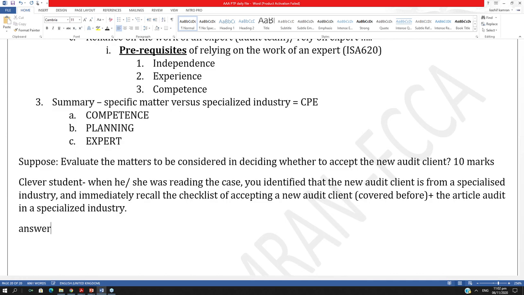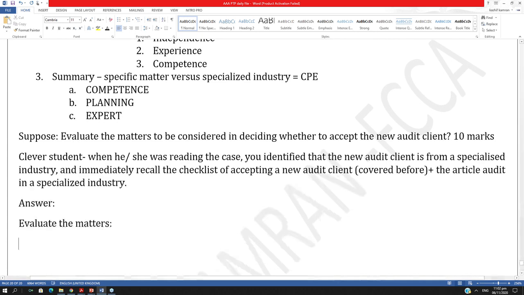So when you write your answer, comment on the matters or evaluate the matters, because you know this client is from a specialized industry, you will write your usual points like client screening and correspondence with the previous auditor, but will you also be giving importance to points like competence? And will you link competence with the specialized industry so that the examiner knows you read the article? Will you use the word specialized industry in the exam paper?